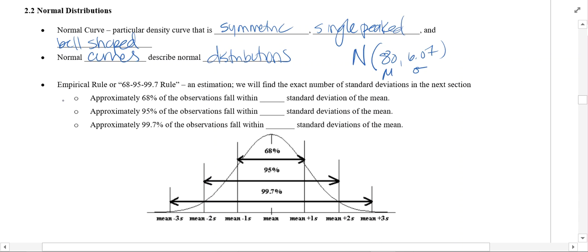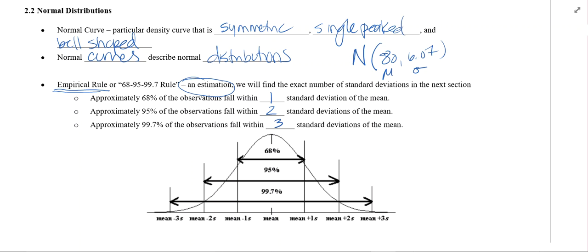The empirical rule is the first thing we're going to talk about. It's an estimation. We're not always going to solve it like this, but to get the hang of it, we're going to use this. We will find exact numbers of standard deviations in the next section. Approximately 68% of the observations fall within 1 standard deviation of the mean. Within 1 means above and below, 1 in each direction. Approximately 95% of the observations fall within 2 standard deviations of the mean. And approximately 99.7% of the observations fall within 3 standard deviations of the mean.